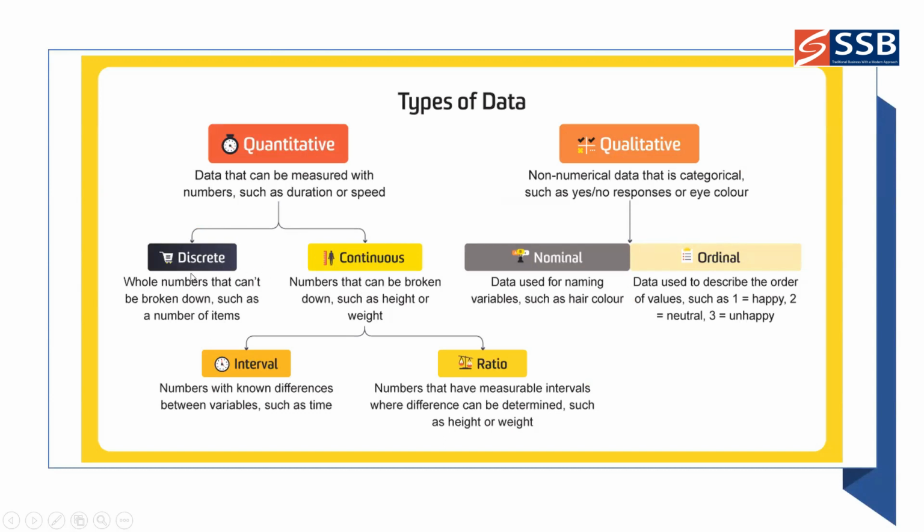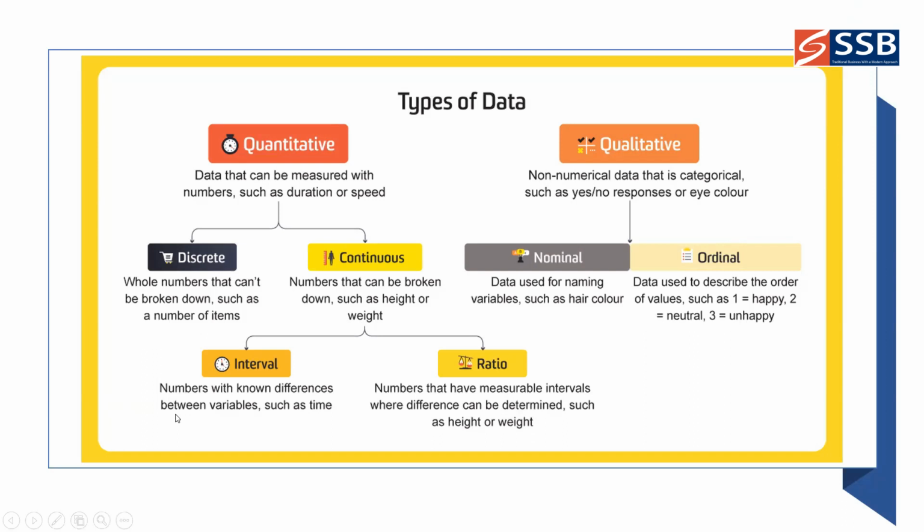So what is this discrete scale? Whole numbers that cannot be broken down, such as a number of items. And a continuous one, numbers that can be broken. For example, continuous, which can be broken, like height, you can measure at different scales. Income you can measure at different continuous series. And this continuous can be interval or you can go with ratio.